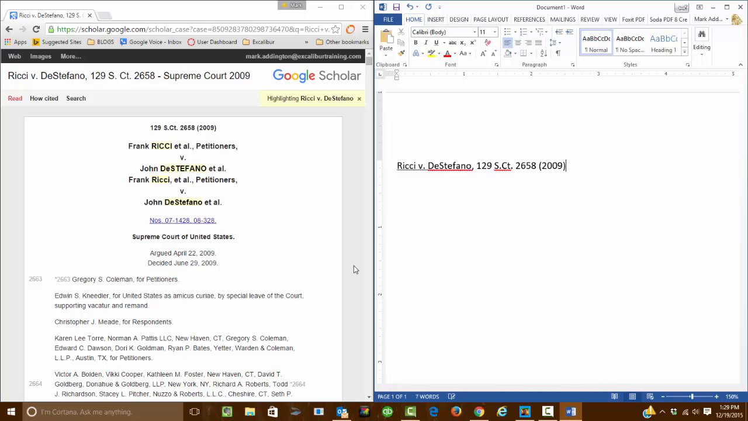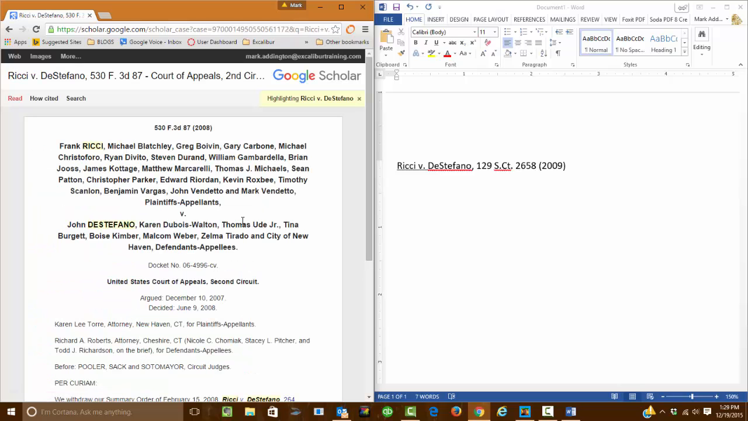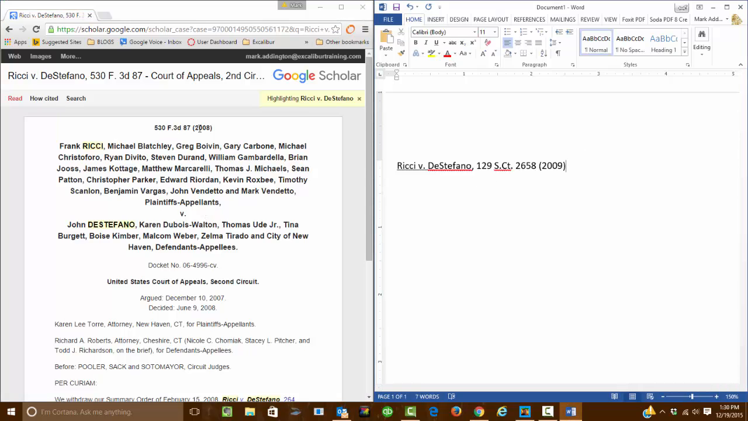Now, because this is a United States Supreme Court opinion, you don't have to identify the court. But if it were another court, then you would have to identify the court. So I'll give you an example of that. Here is the Second Circuit opinion, and this was the appeal that went from here to the Supreme Court. As you can see, it has a different citation. It's in the Federal Third Reporter.